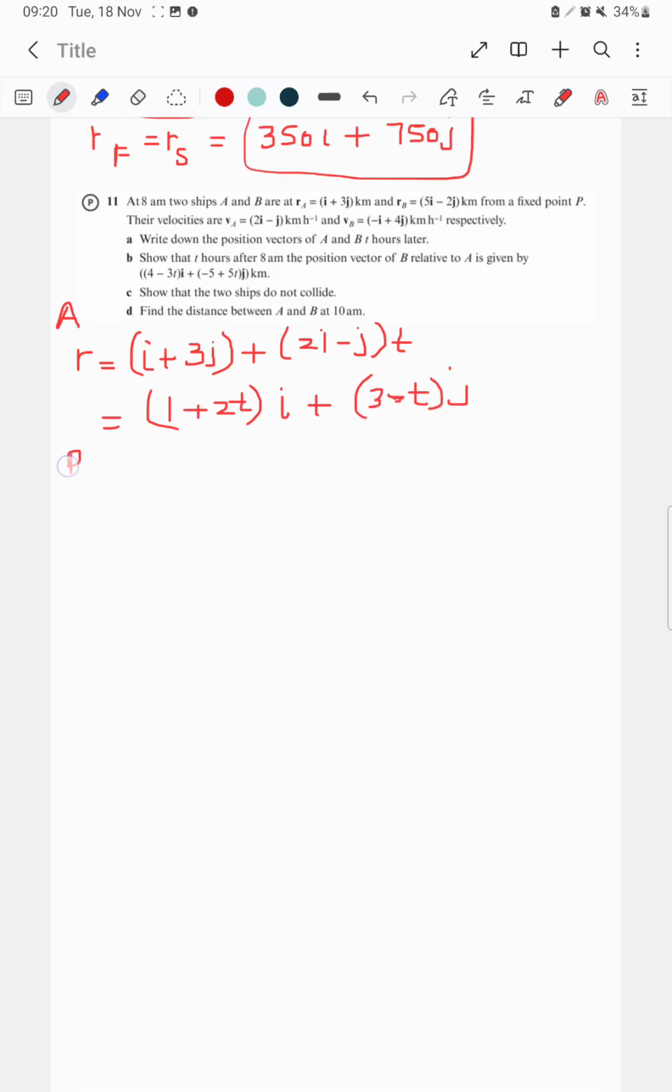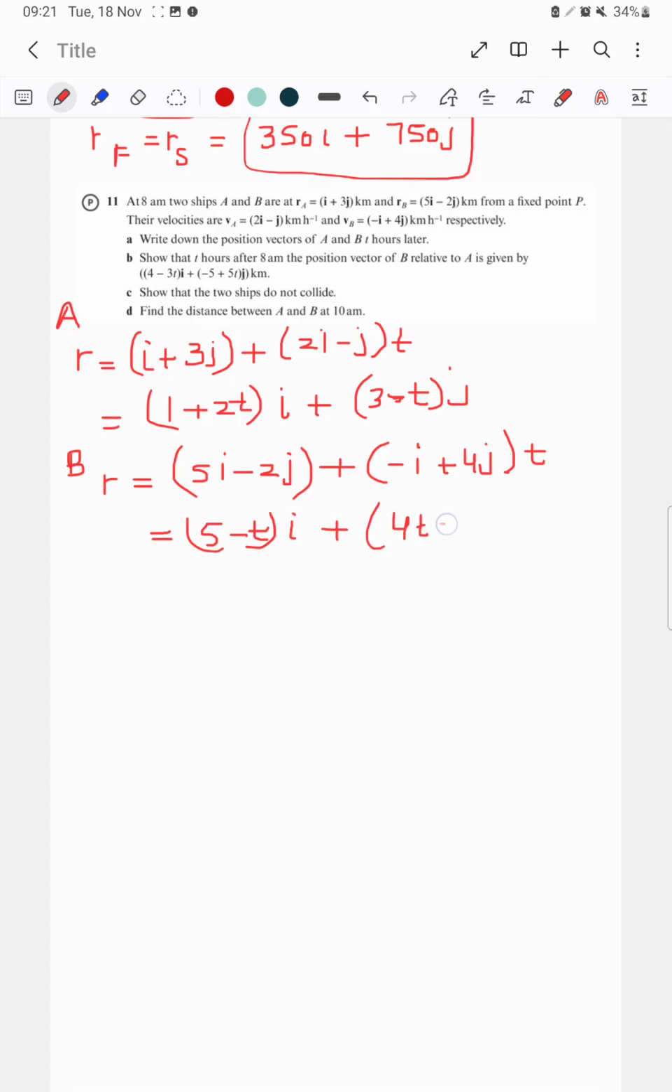And the second part, for B, the R will be equal to 5i minus 2j plus minus i plus 4j times t. So if I collect, it is (5 minus t)i plus (4t minus 2)j.